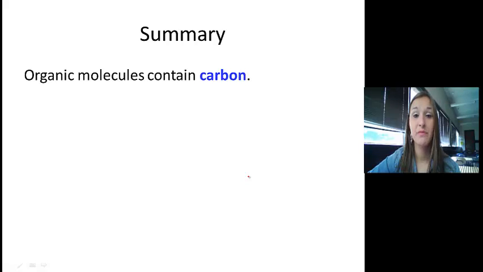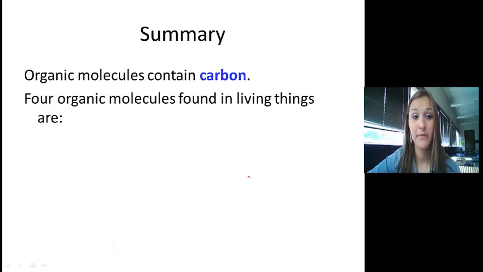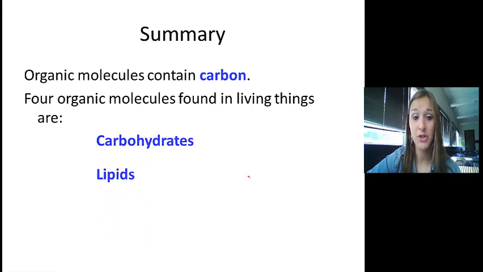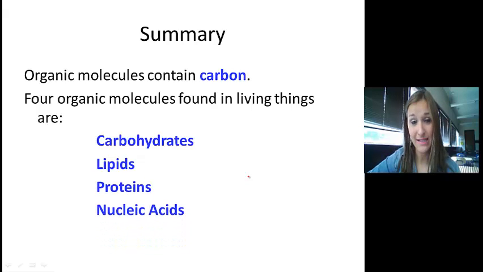So, to sum it all up, if something is organic, it doesn't mean it doesn't contain pesticides. It means it contains carbon. Carbon is the most important element out of all of them. There are 4 organic molecules, things that have carbon in them. They are carbohydrates, lipids, proteins, and nucleic acids.